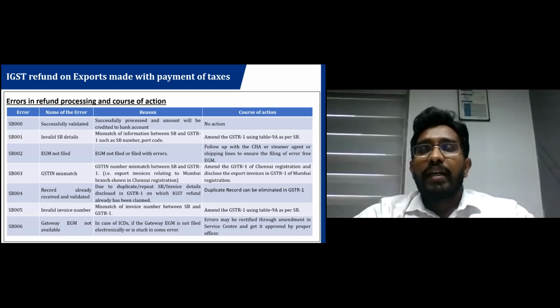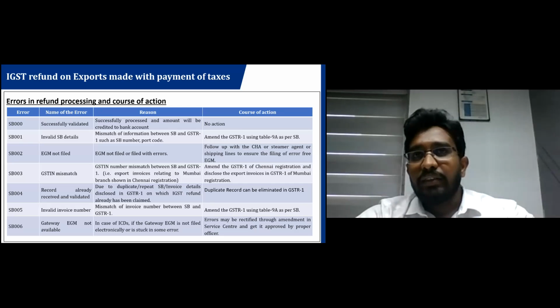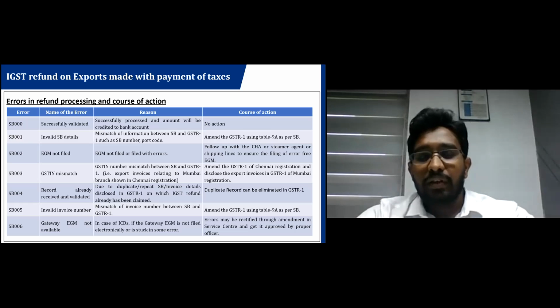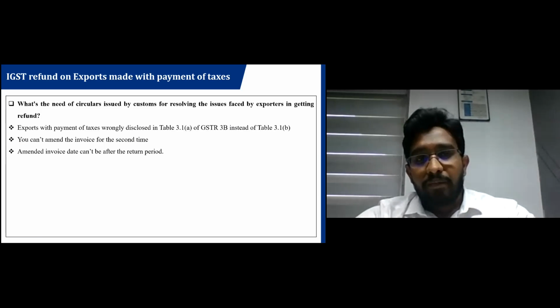So if you see, customs has issued various circulars to help the assessees for early processing of the refunds. Then all the errors can be rectified by the assessee itself. What's the need of circulars issued by the customs for the manual interface and processing of refund? If while filing you have filed GSTR 1 in line with the shipping bill, there is no issue.